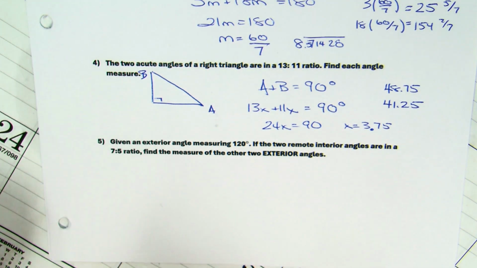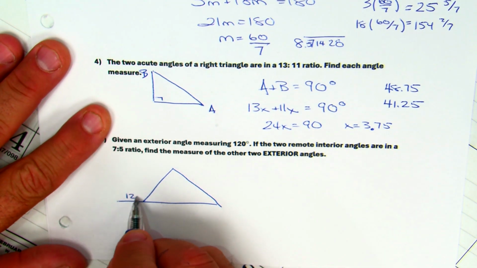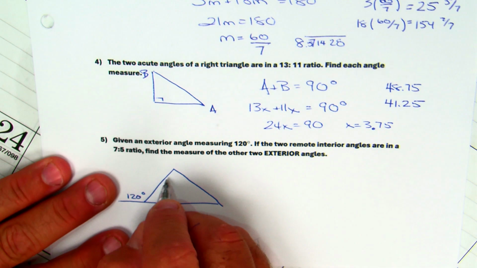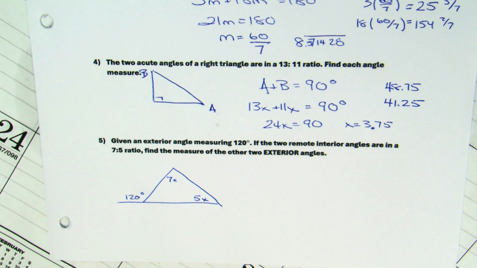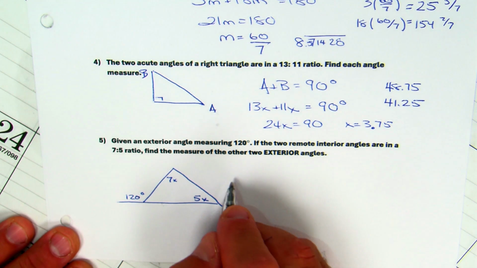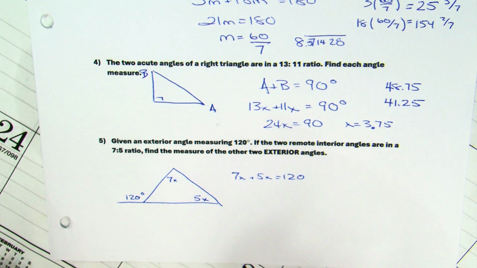Given an exterior angle measuring 120 degrees. So that's what an exterior angle is. It forms a linear pair with the remote interior angle. The two remote interior angles are in a 7 to 5 ratio. So 7x and 5x. Everybody good with that? You learned on Friday that the sum of the two remote interior angles equals the exterior angle. So 7x plus 5x equals 120.